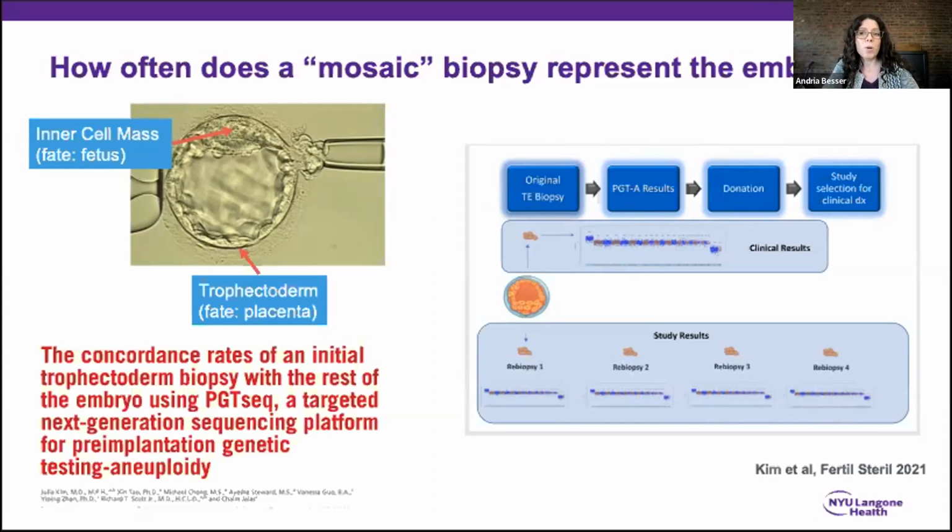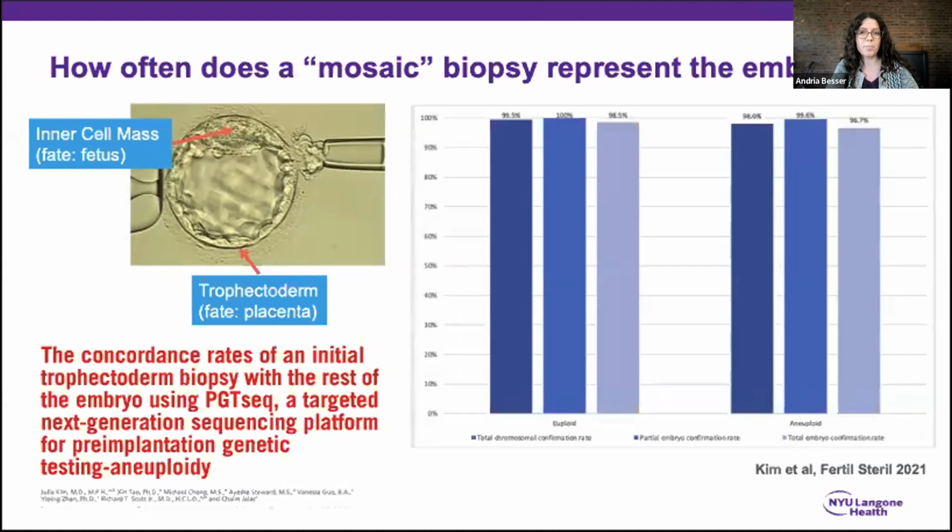They then took 4 more biopsies of each embryo and looked at how those results matched up to the original biopsy. And what they found was that for embryos where the initial biopsy was euploid or whole chromosome aneuploid, so here's the euploids and here's the whole chromosome aneuploids, the concordance rates with other biopsies of the same embryo were extremely high. You can see in the very high 90s, at least 97%.